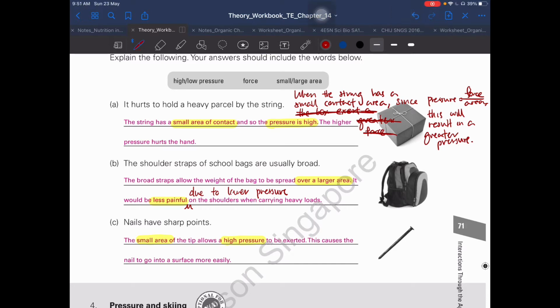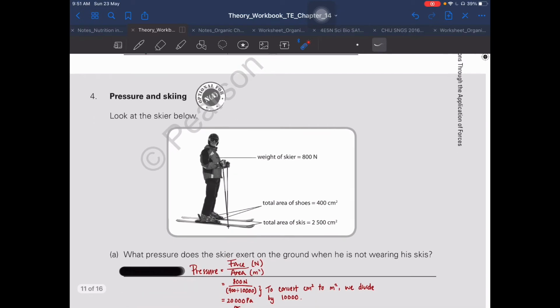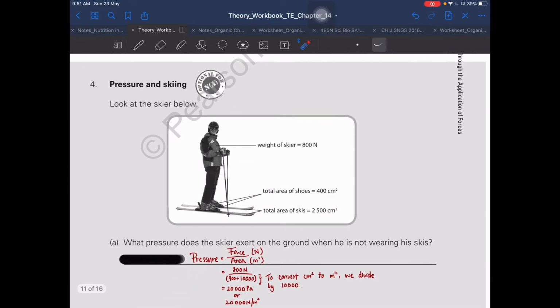On to part 4, right? Part 4 is on the concept of pressure and skiing. Now, I think some of us might be a bit confused as to what 4A is trying to ask. 4A is actually asking what exactly is the calculation to find out the pressure that's being exerted by the skier when he is not wearing his skis. Okay, so if he's not wearing his skis, we're actually focusing on the area of the shoes. That means if he's standing on the snow itself.